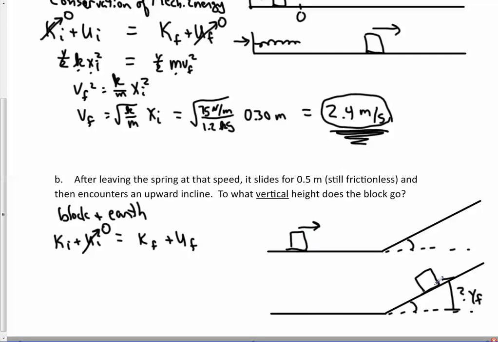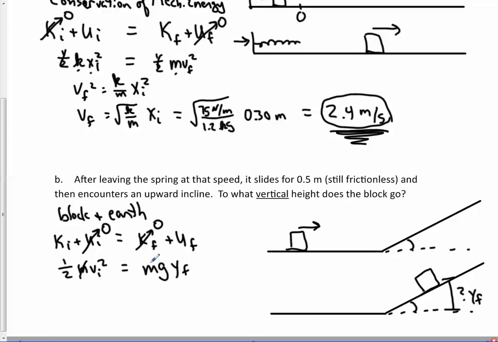And then in the final picture, we go up a height, so we will have gravitational potential energy. But it'll come to a stop. We're looking at the moment when it comes to a stop, and so that means it'll have no kinetic energy. So the initial kinetic equals the final gravitational: 1/2 m vi squared equals m g yf, and that will allow us to solve for yf.